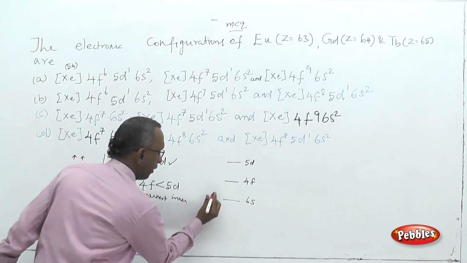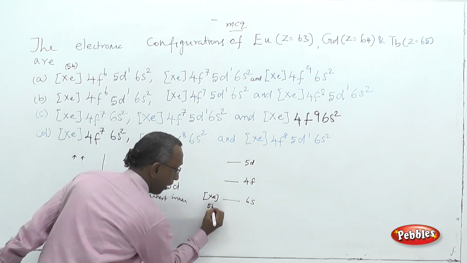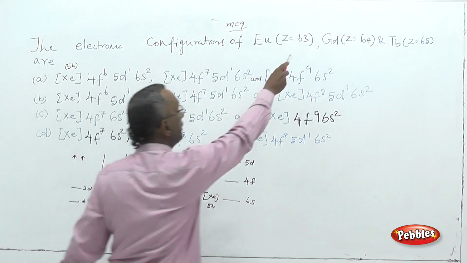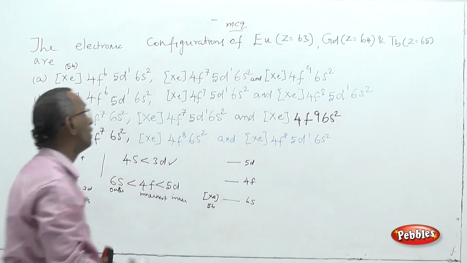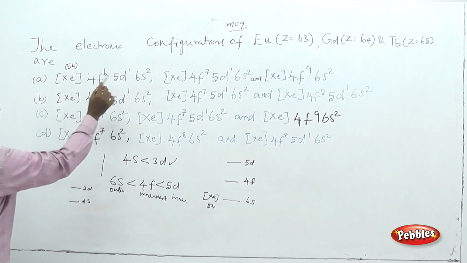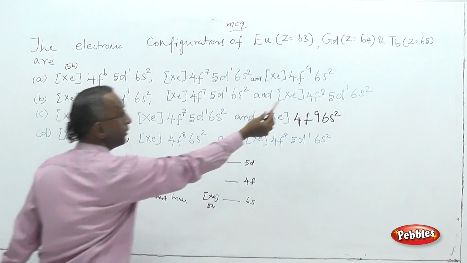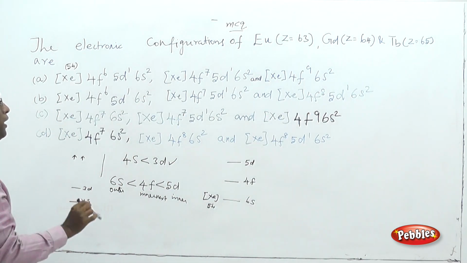So, up to xenon, it is correct. Xenon means 54. Up to 54, it is correct. What happens to the 55th electron to the 63rd, 64th or 65th electron? How are they getting filled? That is to be noted. Everywhere 4f, 5d, 6s, and in some cases 5d is not there. That is to be identified.